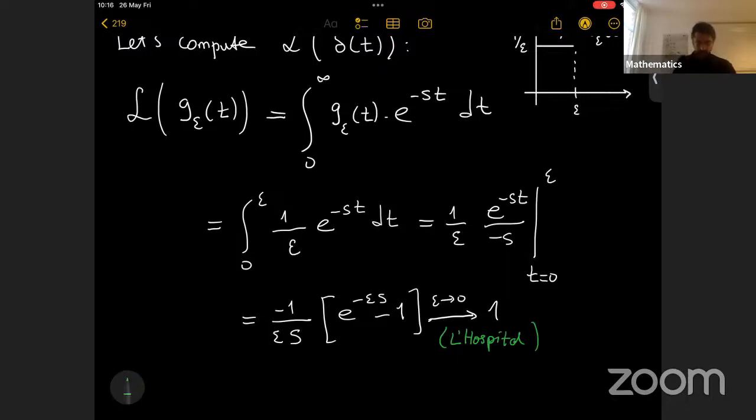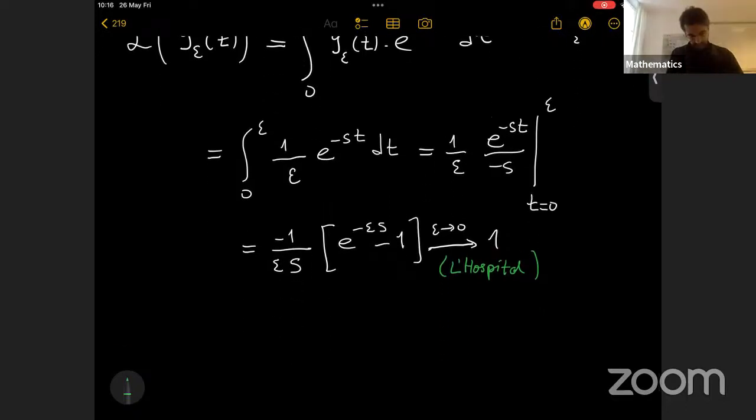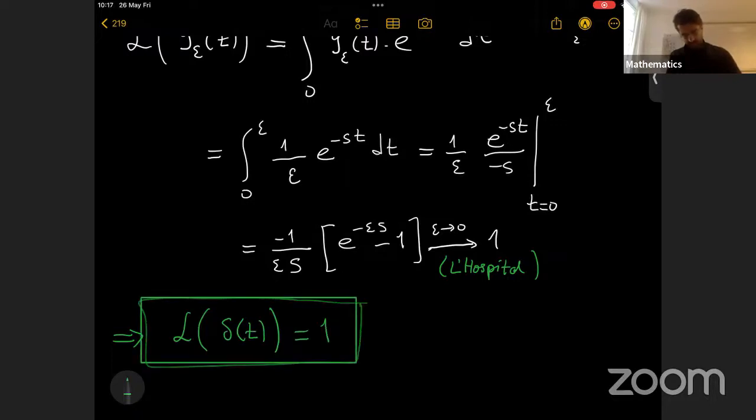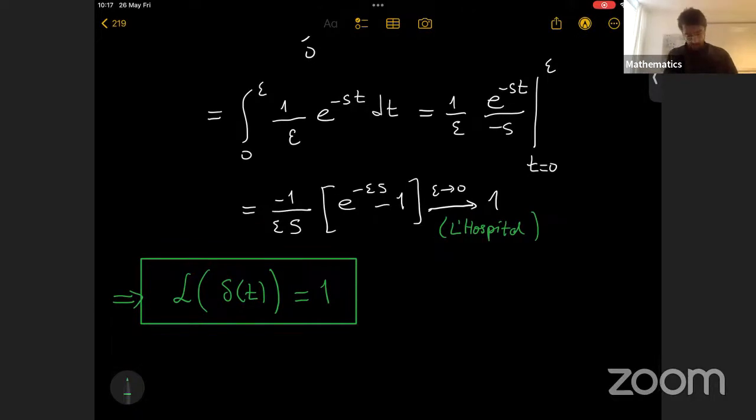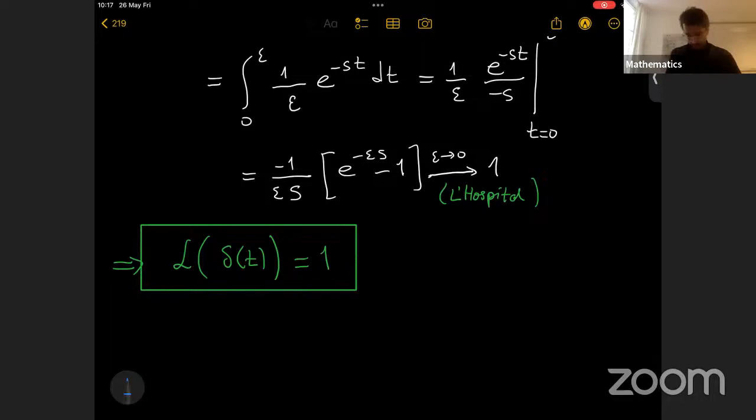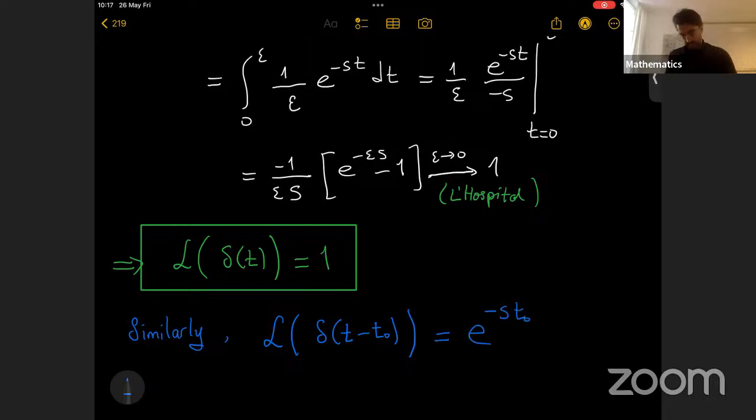You can check this yourself, use L'Hopital to find this limit. Okay, so we see that the Laplace transform of g epsilon is 1. So this implies the Laplace transform of the impulse function. The impulse function is the limit of g epsilon, so it's equal to 1 as well. Okay, so this is what we get at the end. And in a similar way, you can show the following. Similarly, the Laplace transform of delta(t minus t0), so you shift your delta, is e to the minus s t0.